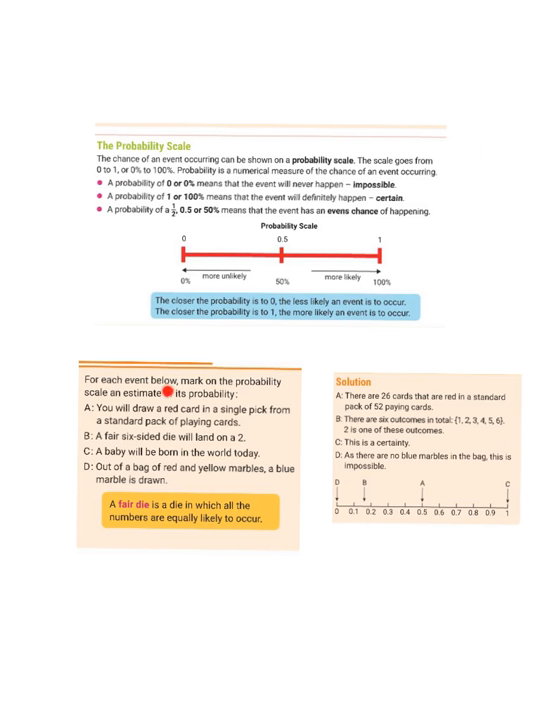For each event, mark below on the probability scale an estimate of its probability. First, that you will draw a red card from a standard pack of playing cards. Well, there are 26 playing cards that are red, so 26 out of 52. There are 26 black and 26 red. So 26 out of 52 is a half. That would be 0.5.